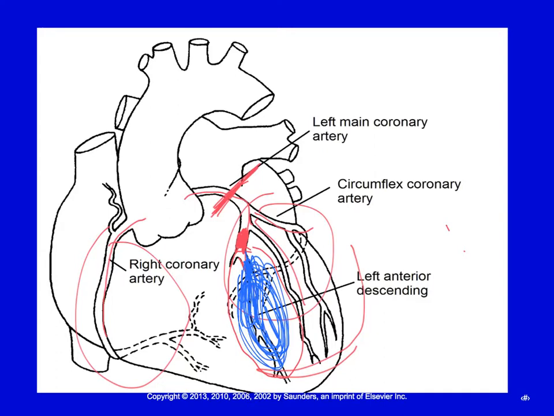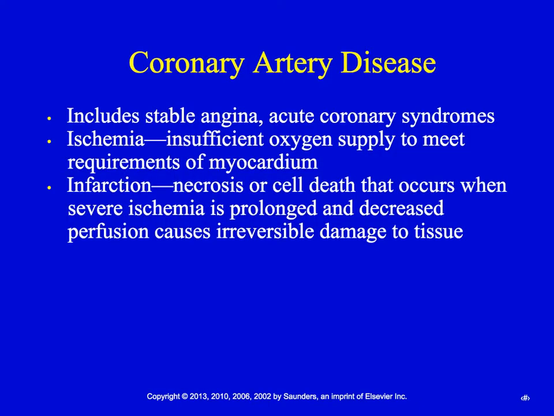There are a couple of pictures and diagrams in your book. Pages 830 and 831 have some good figures. Figures 40-1 and 40-2 explain how the myocardial infarction can damage the cardiac muscle itself, and the areas of injury are shown there. So this slide just helps differentiate the two.